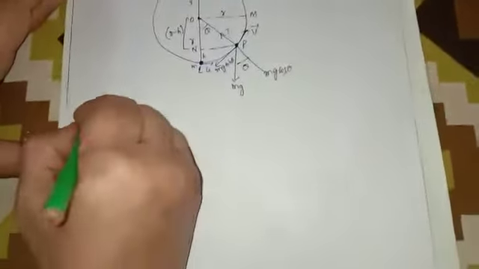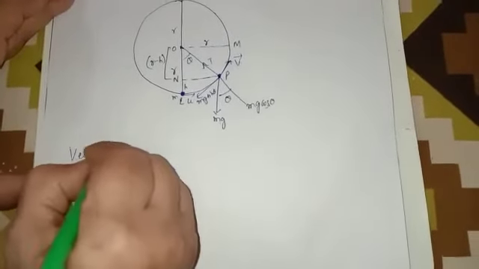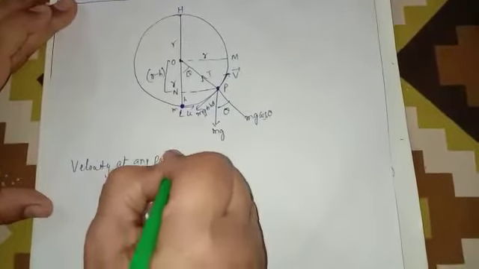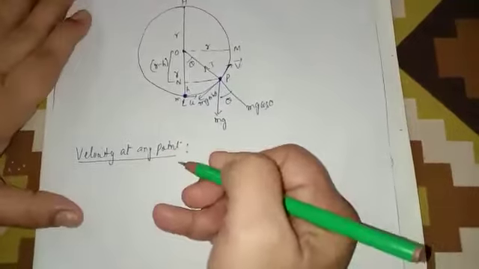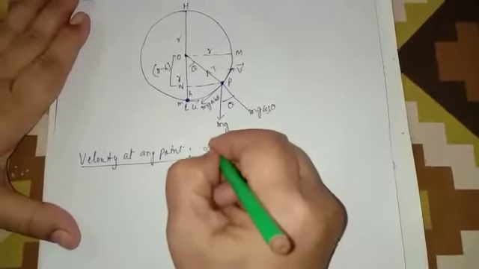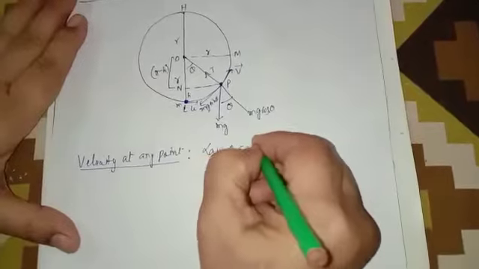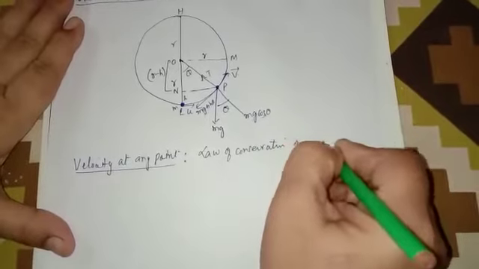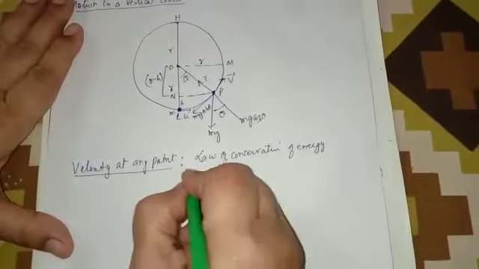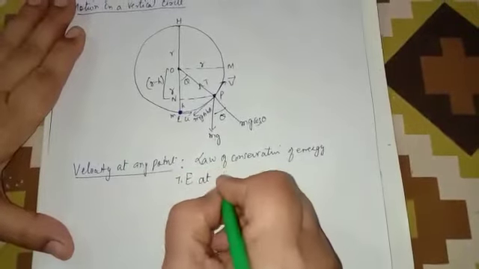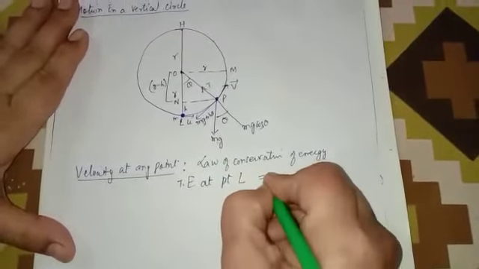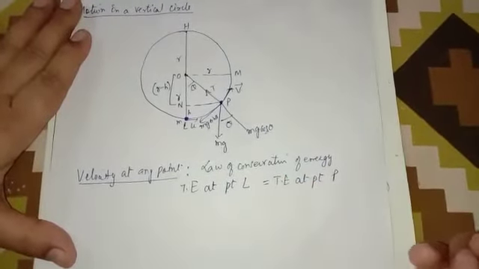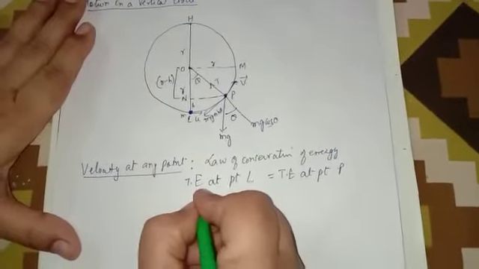So let me start with the velocity at any point. Right? It can be done by using the concept of the law of conservation of energy. And we know that energy is conserved. So the total energy at point L, that is the lowest point, must be equal to the total energy at point P. Right? Total energy means mechanical energy.